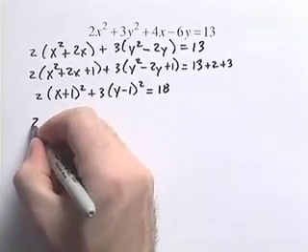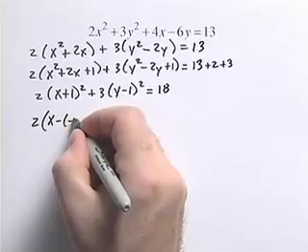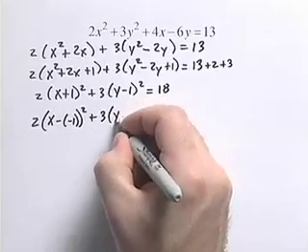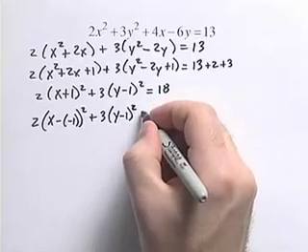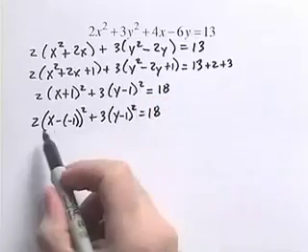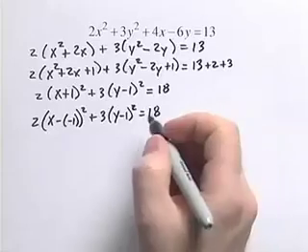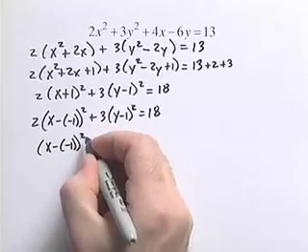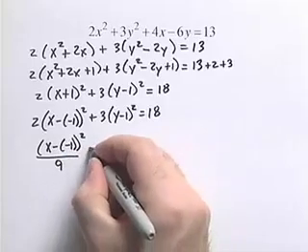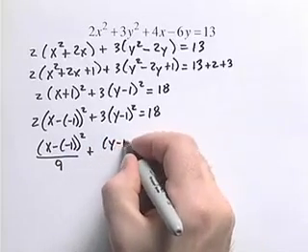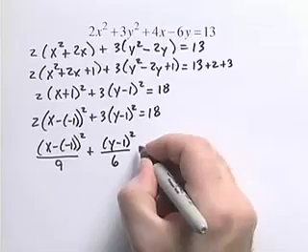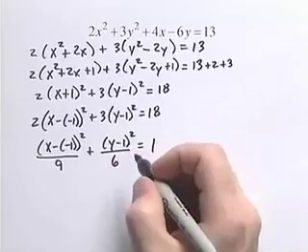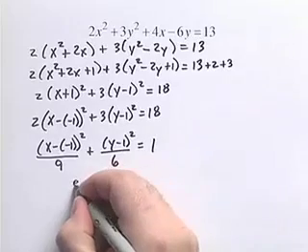We'll write this as 2 times (x minus a negative 1) quantity squared plus 3 times (y minus 1) quantity squared equals 18. And if we divide both sides by 18, we'll get (x minus negative 1) quantity squared over 9 plus (y minus 1) quantity squared over 6 is equal to 1. Now in this form, we can see that this is the equation of an ellipse.